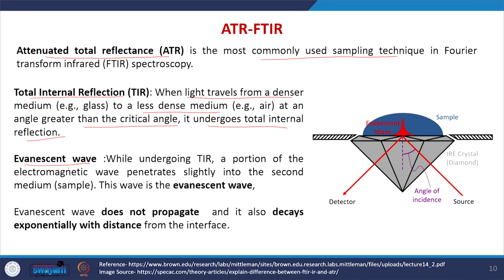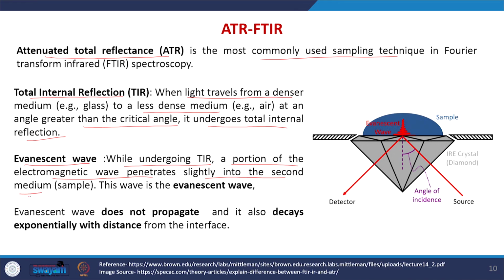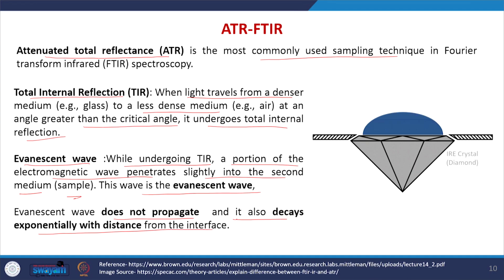And let us see what is evanescent wave. While undergoing the total internal reflection, a portion of the electromagnetic wave penetrates slightly into the second medium, that is your sample. This wave is the evanescent wave, and the evanescent wave does not propagate, and it also decays exponentially with distance from the interface. From this animation you can understand, when you apply the IR light to the sample, an evanescent wave is created and that can be detected by the detector.